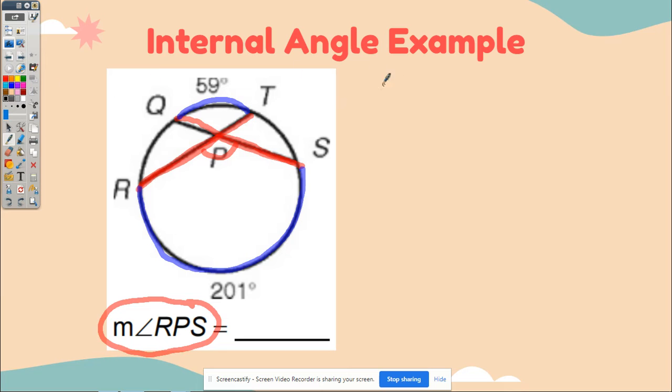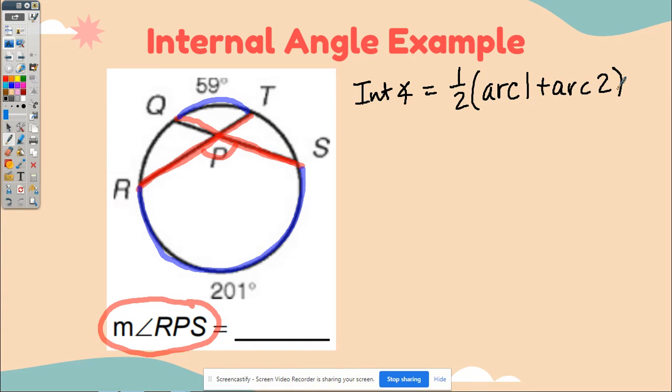So here is your equation. Your internal angle is equal to 1/2 arc 1 plus arc 2. And remember, we're only talking about the arcs that are directly across from each other, dealing with the angle. So I'm going to say that your internal angle is going to be what they actually said down here. The measure of the angle RPS, which is here in red, is equal to 1/2. And then what is your arc 1? It doesn't matter what order.